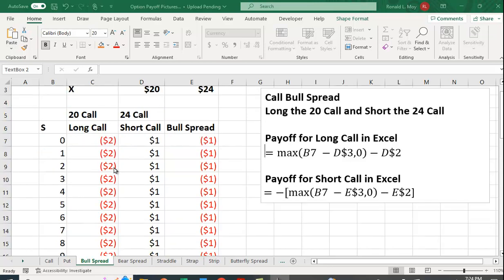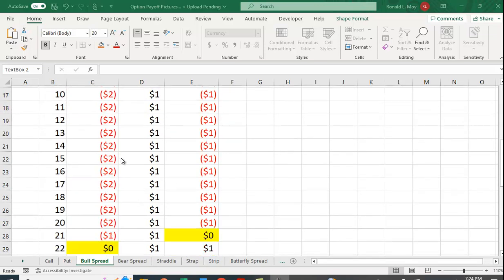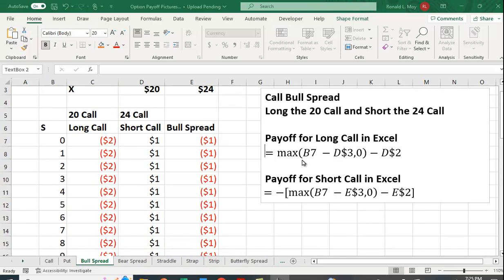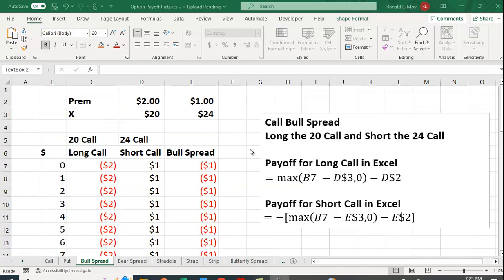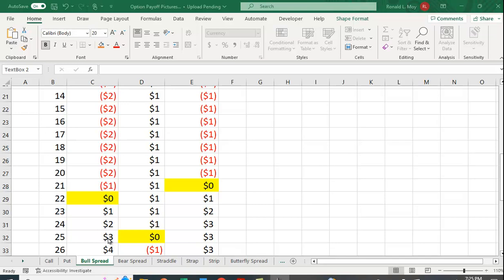So you can see that when it's below 20, it just takes on a value of 0. The intrinsic value of the option is 0, so you lose the $2. Once it rises above that, for example, let's just pick a price of 25. Look at this formula. It's going to be 25 minus 20, which is $5. That's greater than 0, so that's going to be $5 minus the cost, the premium, which is $2. And so you make $3. And so here the profit is $3.